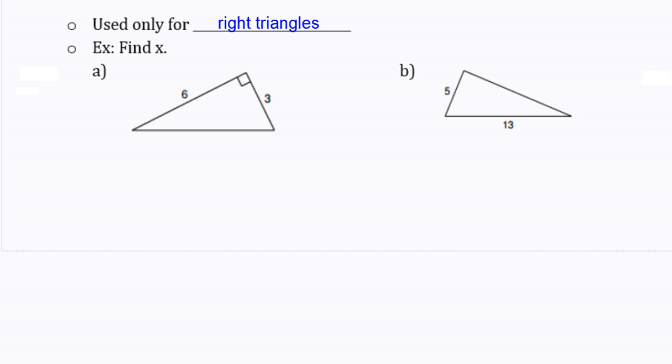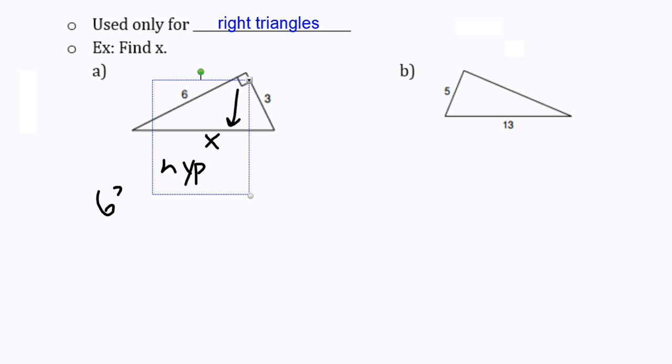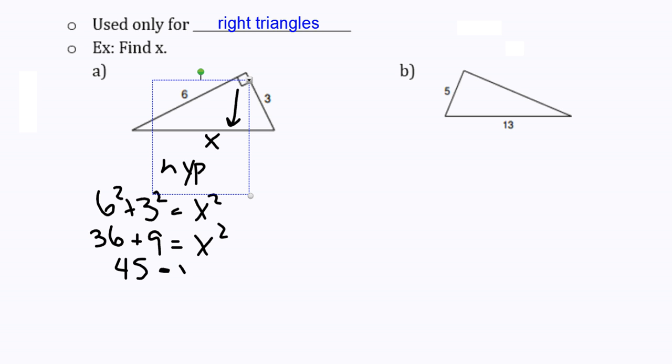So in the example A here, I'm looking for this third side, which is the hypotenuse, and that makes x c. So I'm going to have 6 squared plus 3 squared equals x squared. And we're just going to solve for x here. So this is 36 plus 9. Okay, 36 and 9 gives me 45. And to solve for x, I'm going to square root both sides. Okay, now the square root of 45, 45 is 9 times 5. So that's going to give me 3 rad 5 to simplify. Okay, so that's the length of that missing third side.